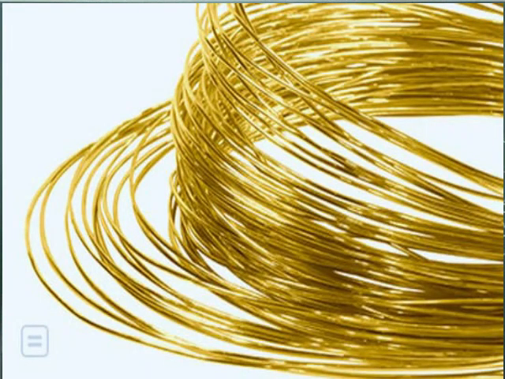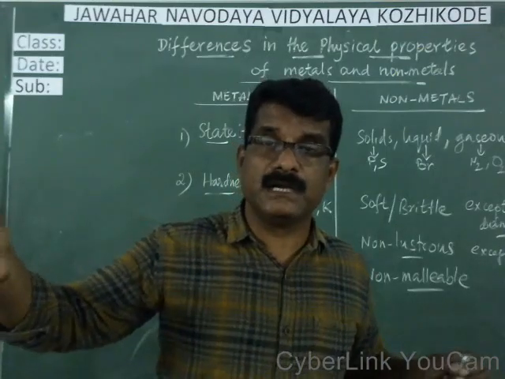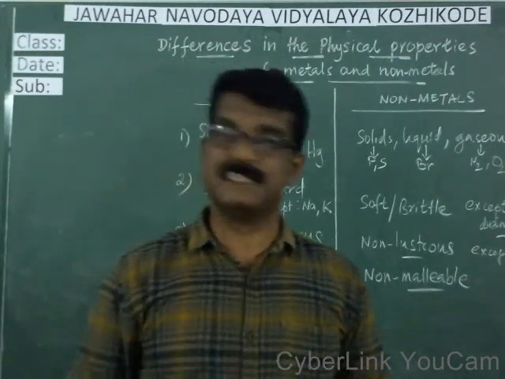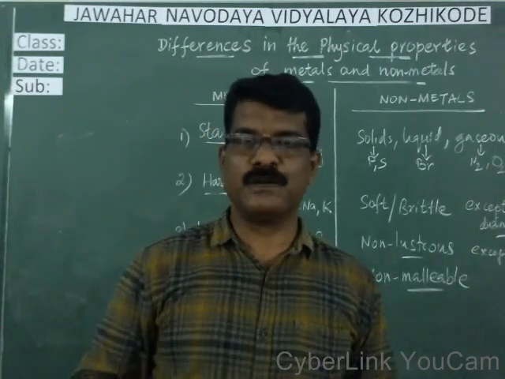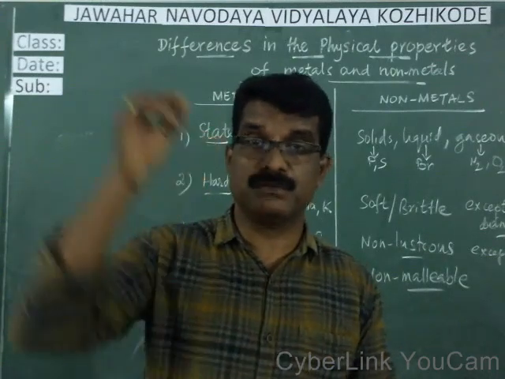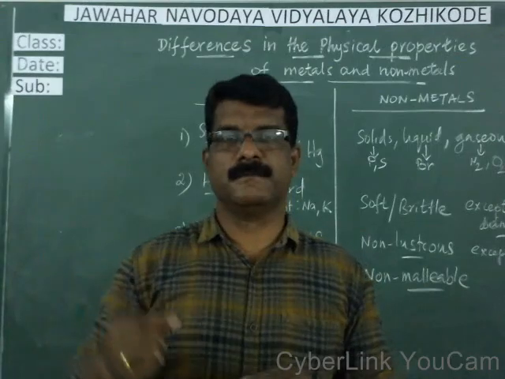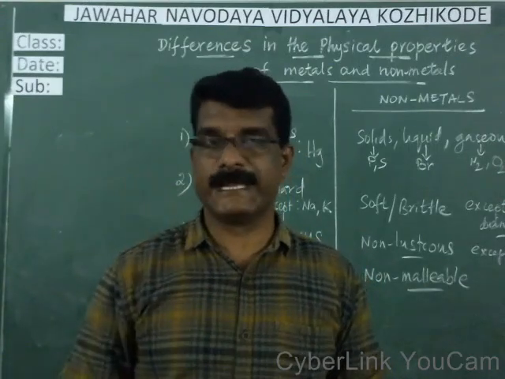Okay, 1 gram of gold. If you take 1 gram of gold, that can be drawn into nearly 2.5 to 3 kilometers. 1 gram of gold, just imagine. It can be drawn into almost 3 kilometers of distance. That much ductile the gold is.